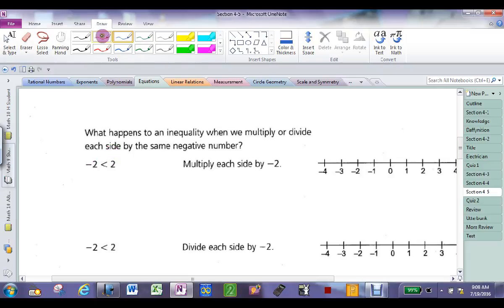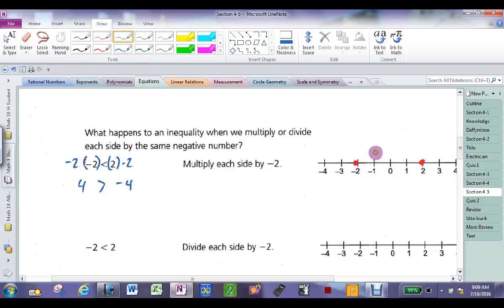2 and negative 2, I'm still going to do in red. Right? Negative 2 and 2. Correct? Yes. Now, multiply both sides by negative 2. What do I get here? 4. What do I get here? What happens to the sign? It has to flip, because 4 is greater than negative 4.